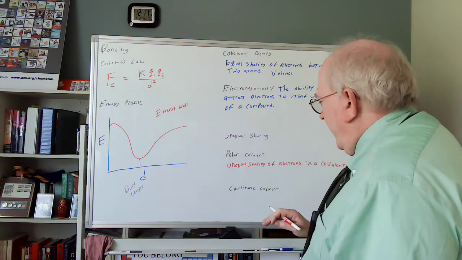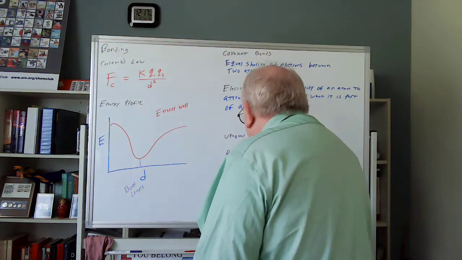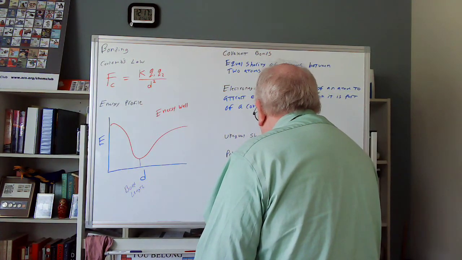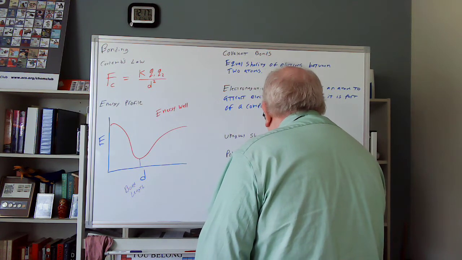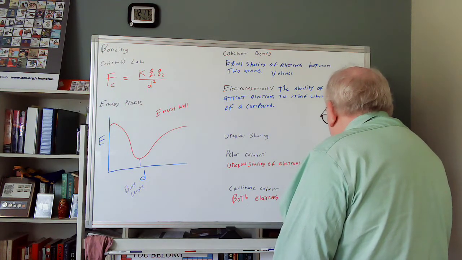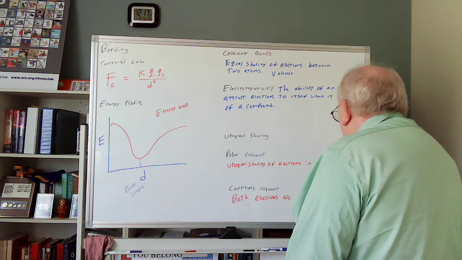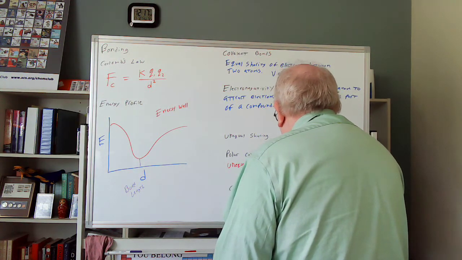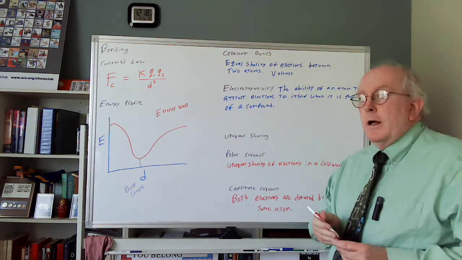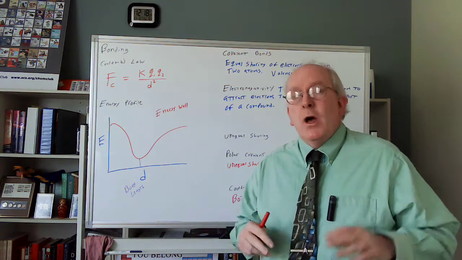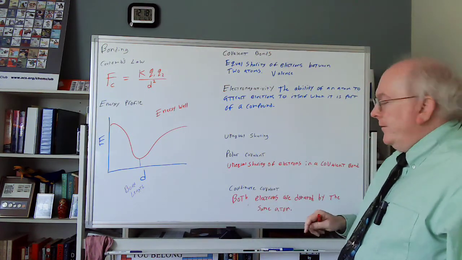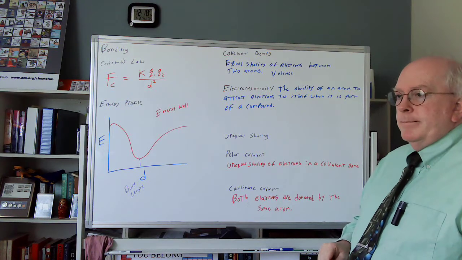And a coordinate covalent bond is a bond where both electrons are donated by the same atom. Now we're going to talk about that a lot in this chapter, and it's going to introduce a concept called Lewis acids and bases, which we did actually talk about in our very first unit a little bit. So both the electrons that are involved in the bond come from the same atom.